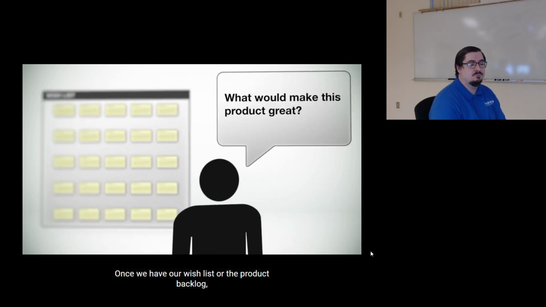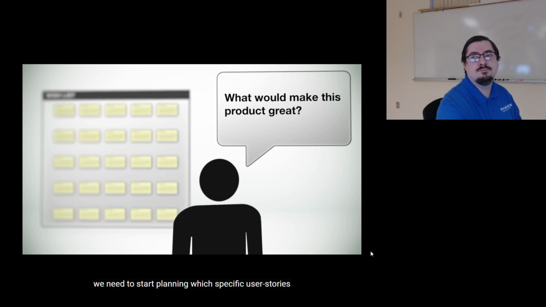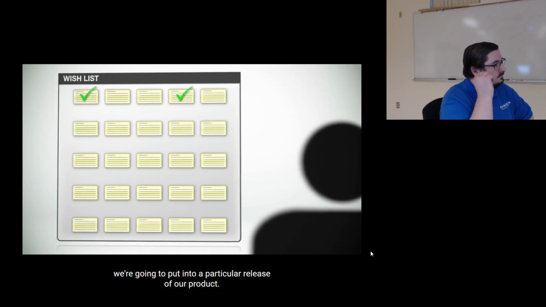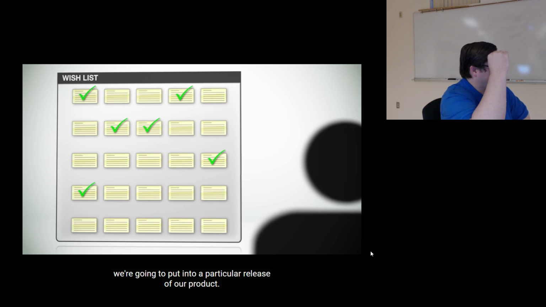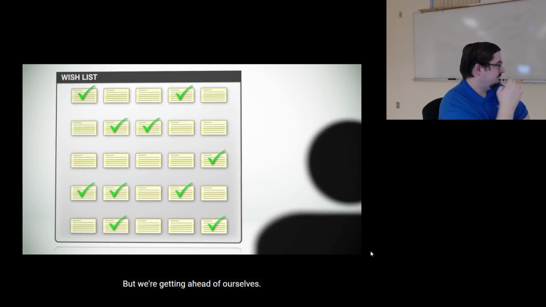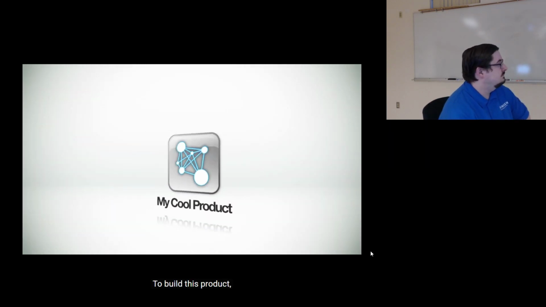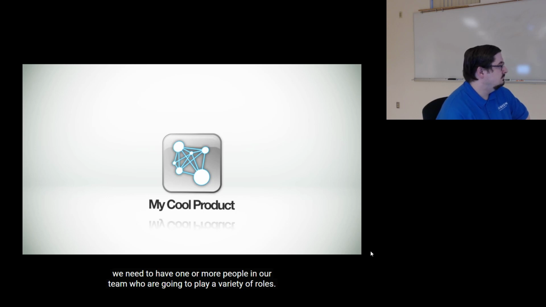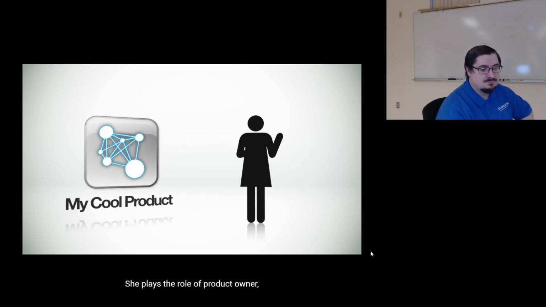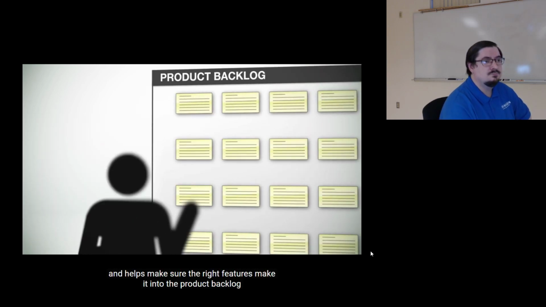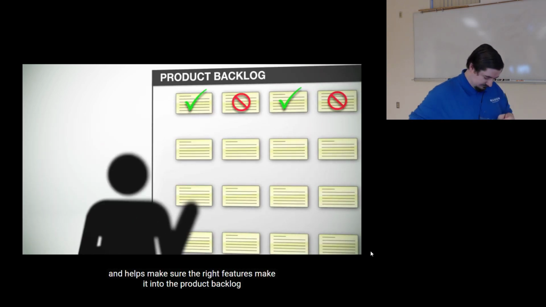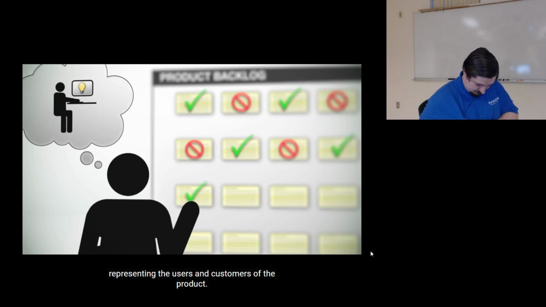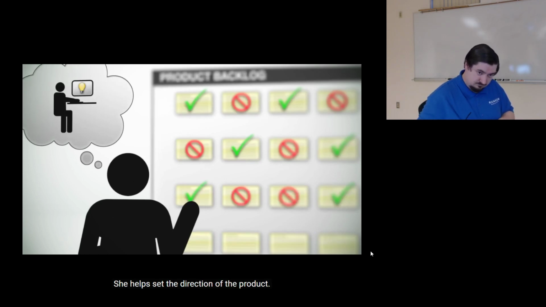Once we have our wish list or the product backlog, we need to start planning which specific user stories we're going to be putting into a particular release of our product. But we're getting ahead of ourselves. Let's back up a bit. To build this product, we need to have one or more people in our team who are going to play a variety of roles. First, we need her. She plays the role of product owner and helps make sure the right features make it into the product backlog, representing the users and customers of the product. She helps set the direction of the product.